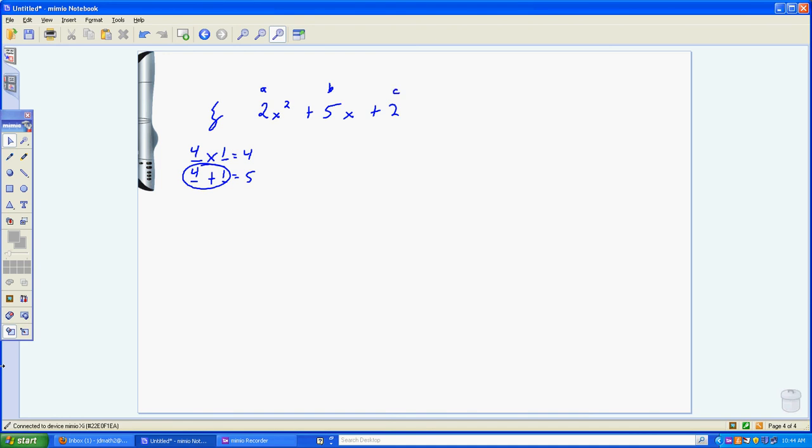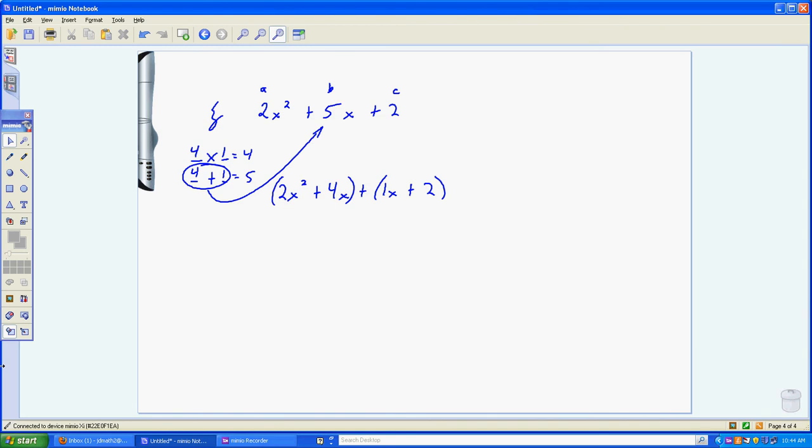So I have to put my splitter in. I have to replace this with the 4 and the 1. So 2x squared plus 4x plus a 1x. I guess you don't need the 1 there, but plus 2. And I have to put in the brackets like so.